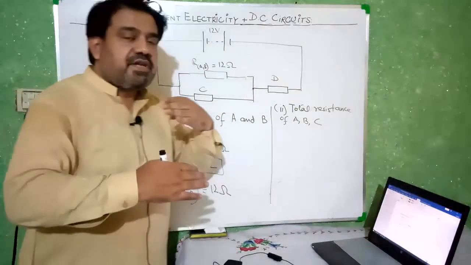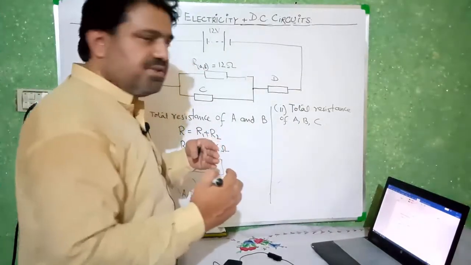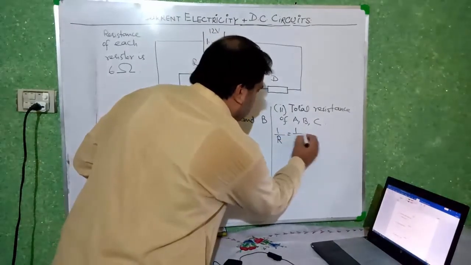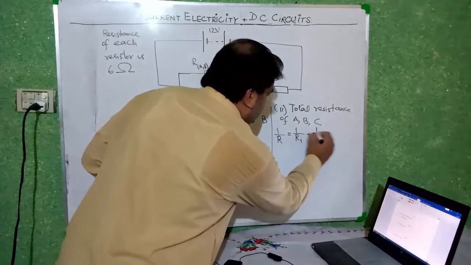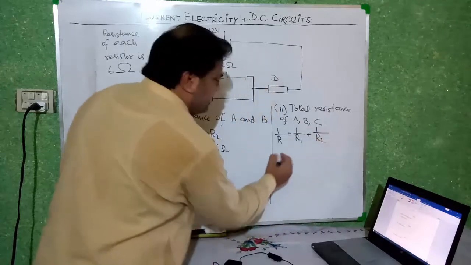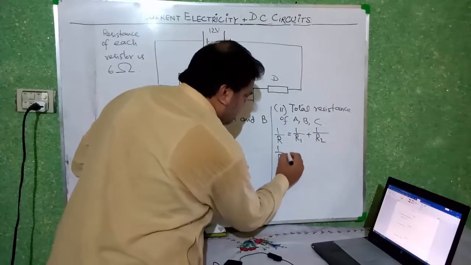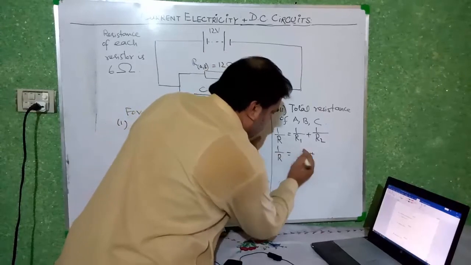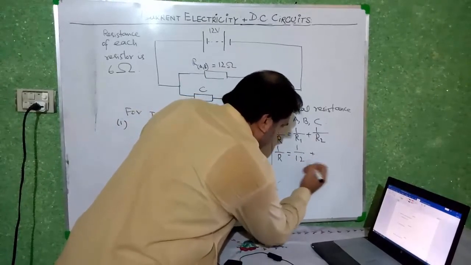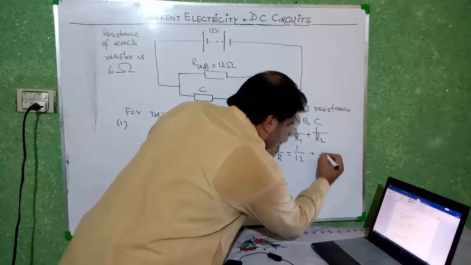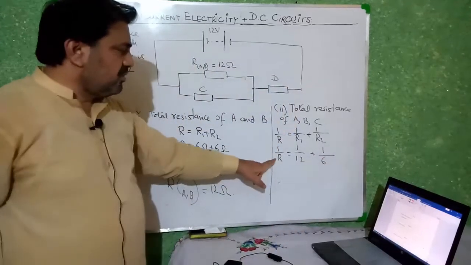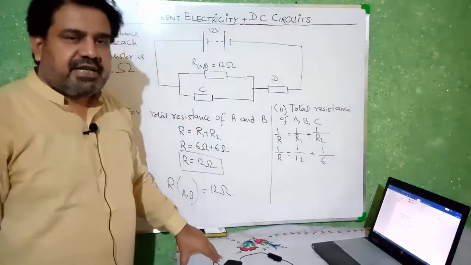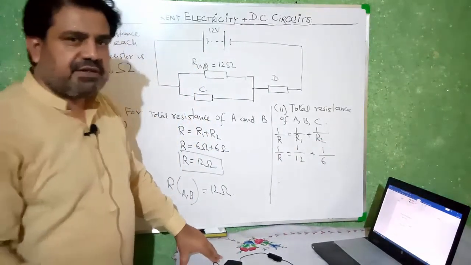So now we have to use the formula for total resistance of parallel combination, and this formula is 1 over R is equal to 1 over R1 plus 1 over R2. In this case, R1 is 12 ohm and R2 is 6 ohm. So we are going to write the values: 1 over R is equal to 1 over 12 plus 1 over 6. Again, we have to find the LCM, and finally we have to find the value of R.